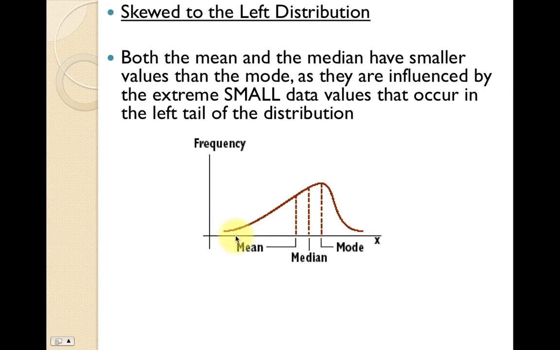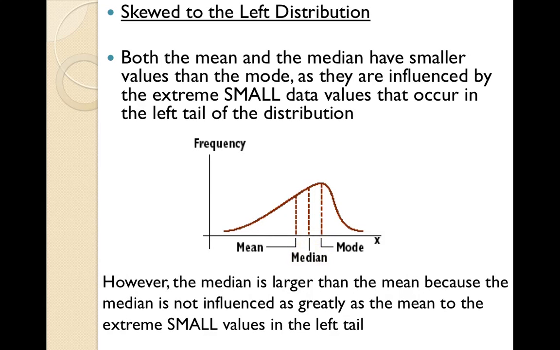Consider the calculation of test scores that are all in the 80s, and then you get a test score in the 20s. Well, your mean test score is going to be pulled down lower because of that 20, and that's what's happening here. You've got low data values, which makes it a skewed left distribution, and those low data values pull the mean down towards the left, and it does skew the median slightly as well. Okay. The median is larger than the mean because the median is not influenced as greatly as the mean by the extreme small values in the left tail.